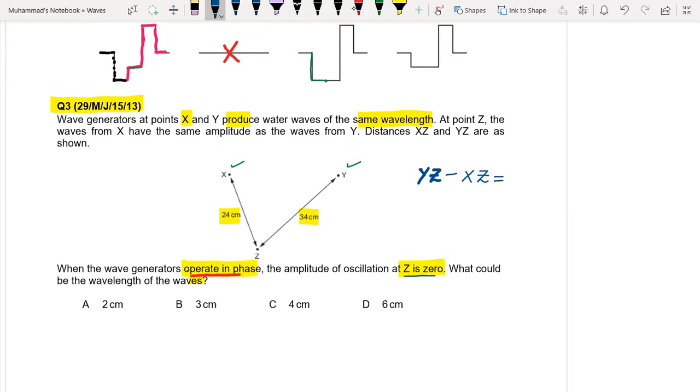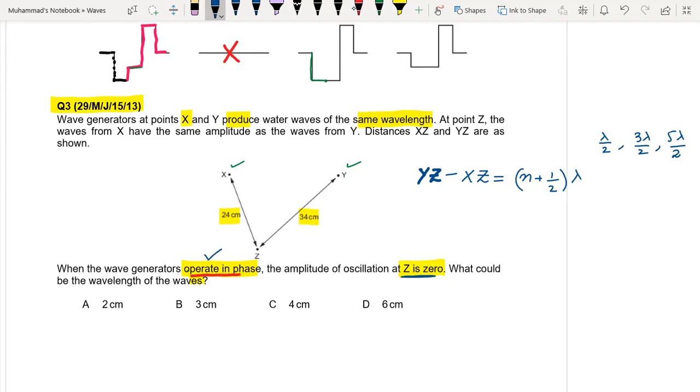if they are operating in phase and the resultant displacement is 0, then the path difference must be an odd integer multiple of lambda by 2. So the path difference can be half a wavelength, 3 by 2 wavelength, and 5 lambda by 2, if the sources are operating in phase.